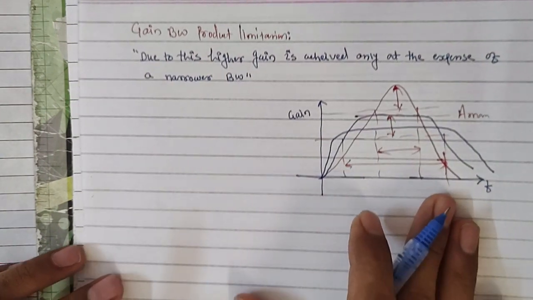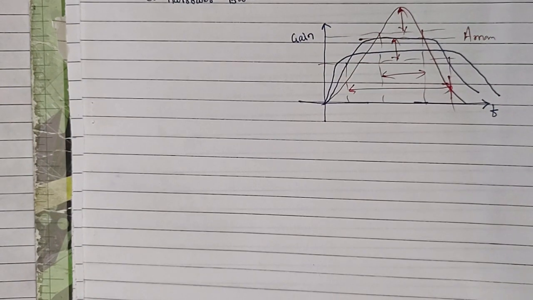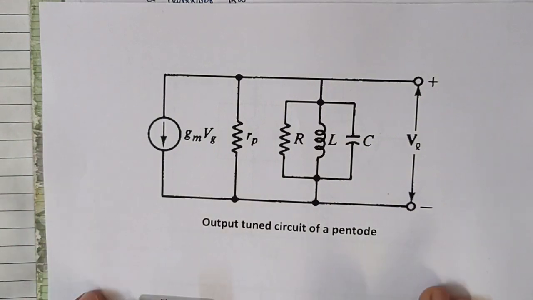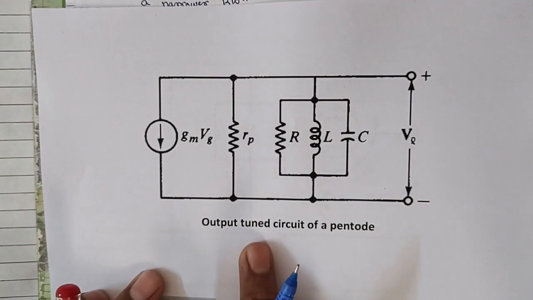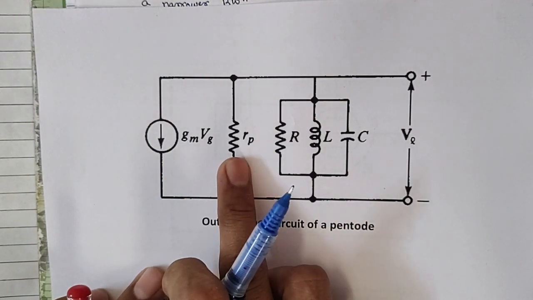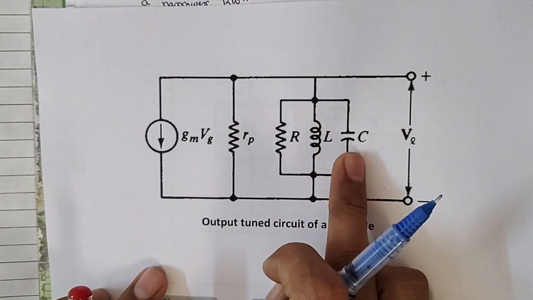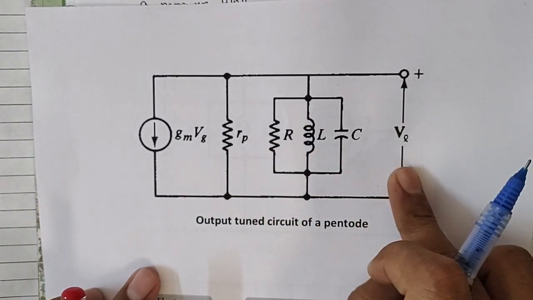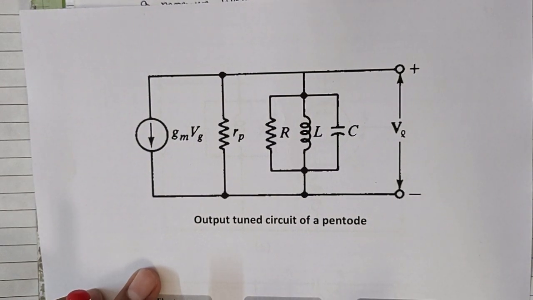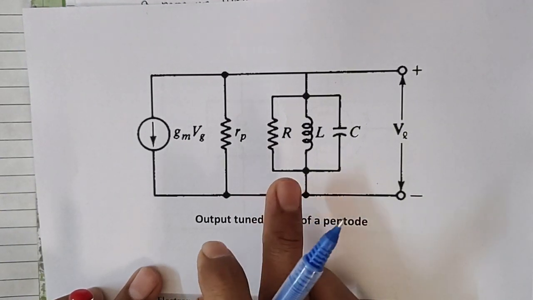That means gain and bandwidth are inversely related. So we'll try to prove this, how gain and bandwidth are inversely related. For this particular limitation, we'll consider the output tune circuit of a pentode. It has GM VG is the current flowing, plate resistance RP, load resistance R, and tuning elements L and C, across which we are getting some output voltage. So what we do, we will try to obtain gain and bandwidth for this resonant circuit.